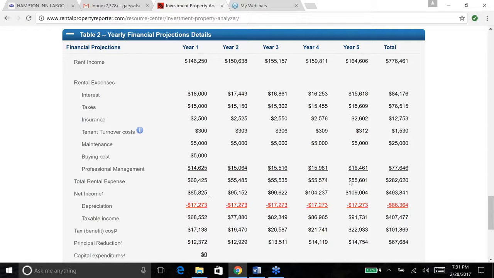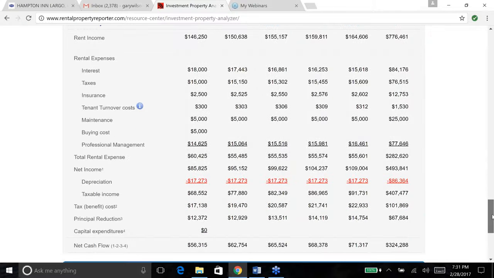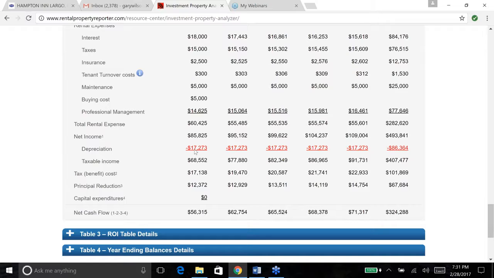So your net income is 85,000. Again, we're just looking at the first year here. Depreciation is 17,000, and your taxable income is 68,000. Not a bad day's work. So, in any case, that's your tax cost. That's your reduction in the principal on the loan. And there's your actual net cash flow, all things considered. And as you can see, it goes up each year. And you add all those up, that's your total cash flow after 5 years. So in any case, let's look at the next table.